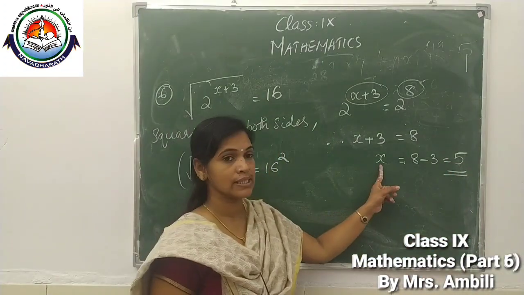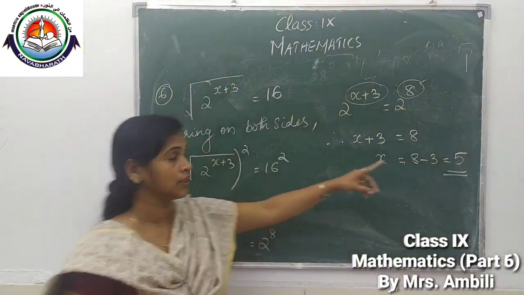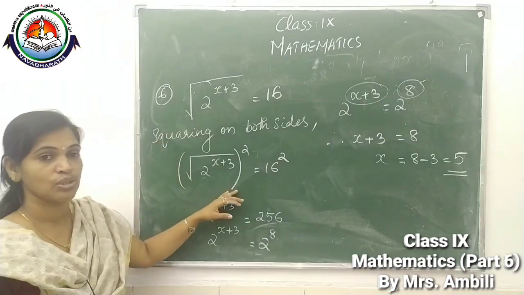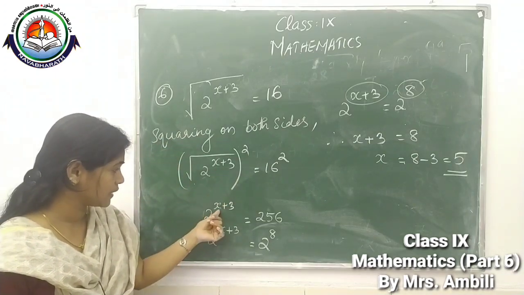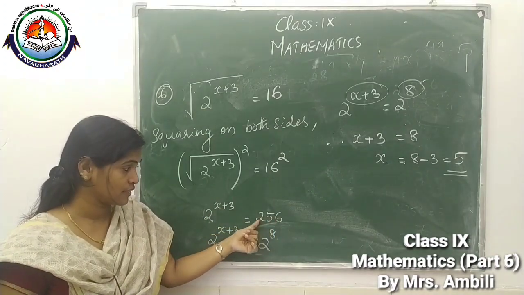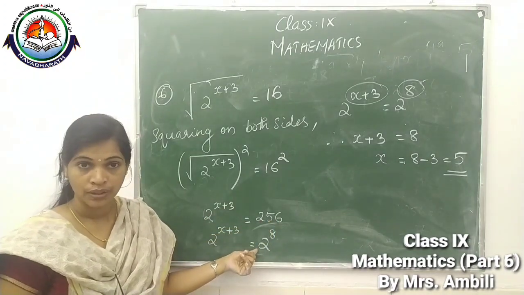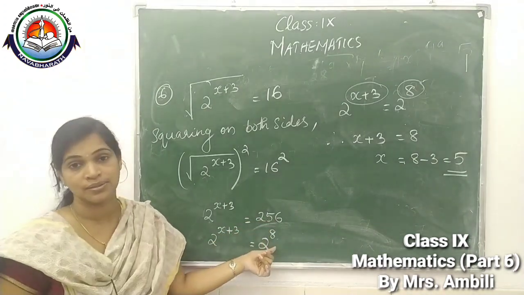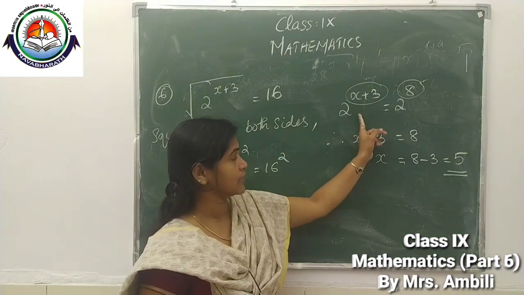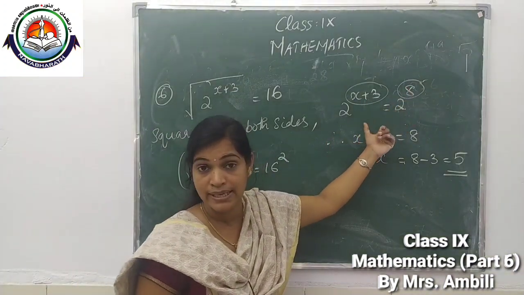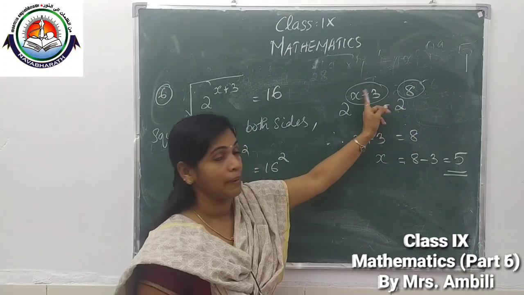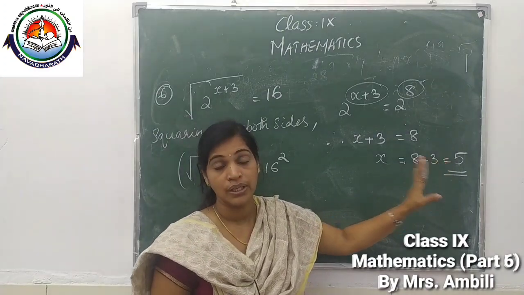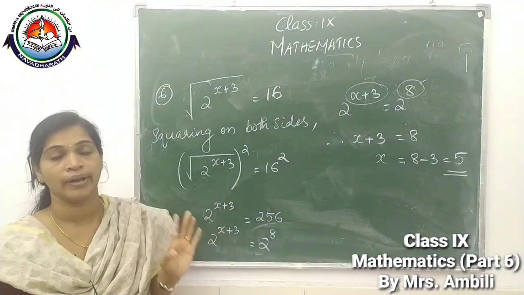Okay, now what is the value of x? 5. Clear? So the important first step is squaring it. First you need to square it, then this root will go: 2 raised to x plus 3 equals 256. Then write 256 as a power of 2, that is 256 equals 2 raised to 8. So 2 raised to x plus 3 equals 2 raised to 8. Here the bases are equal, so take the powers: x plus 3 equals 8, that is x equals 8 minus 3 equals 5. Now we got the value of x equal to 5.